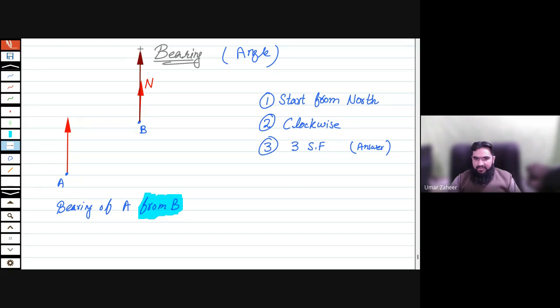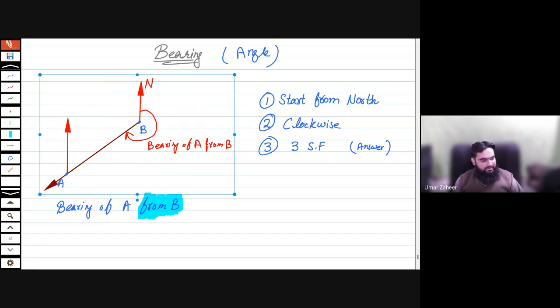Yes, sir. And you have to measure the angle. Obviously, we have to start from the dot and we have to measure clockwise. So we have to move clockwise until we get the position A. Okay? So this is the angle that we need to find. This is the angle that is the bearing of A from B. When he says from B, it means you have to stand on B.